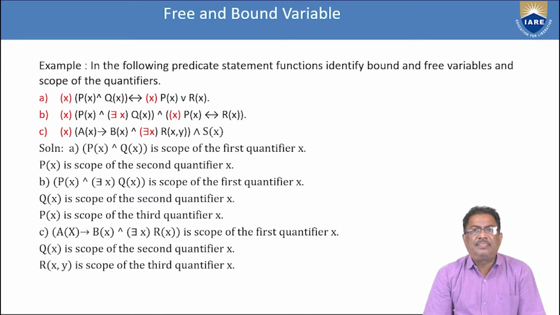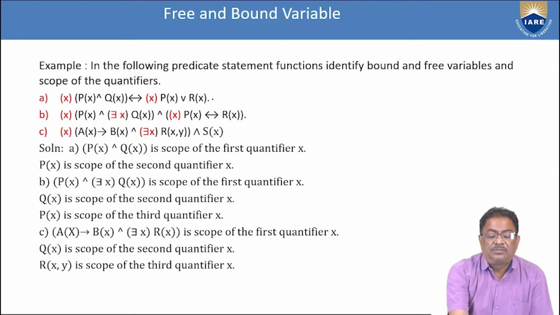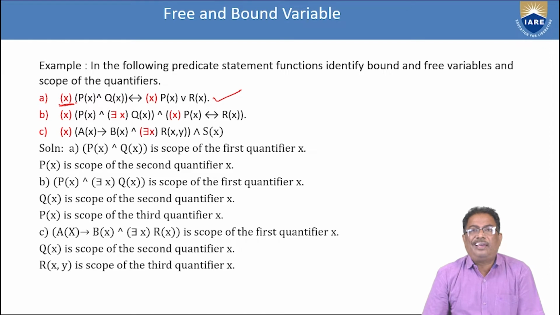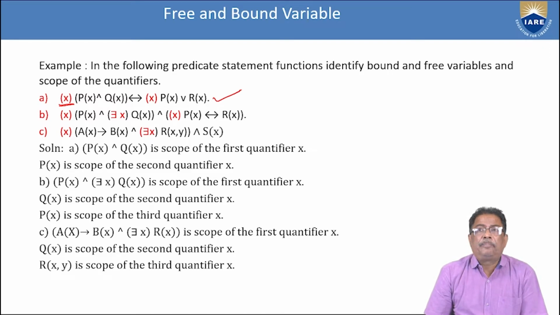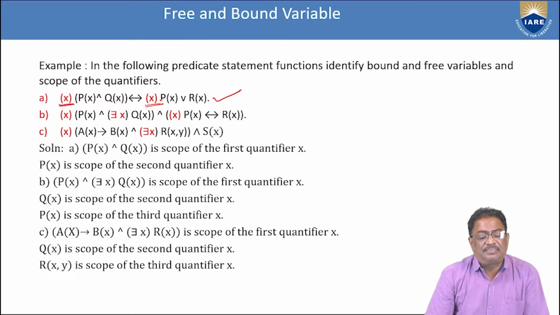Now let us consider another problem. In the following predicate statement functions, identify bound and free variables and the scope of the quantifier. So this is the continuation of the earlier one. Here we are going to identify what are the free variables, what are the bound variables, and what are the scopes of the quantifiers. So the first one is, for every x, there is a quantifier for the variable x. So we can take x as the bound variable. Here x is the bound variable and here also x is the bound variable.